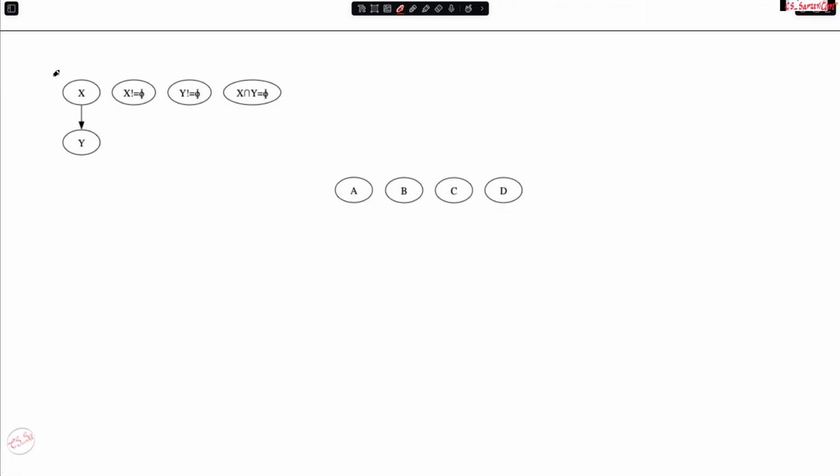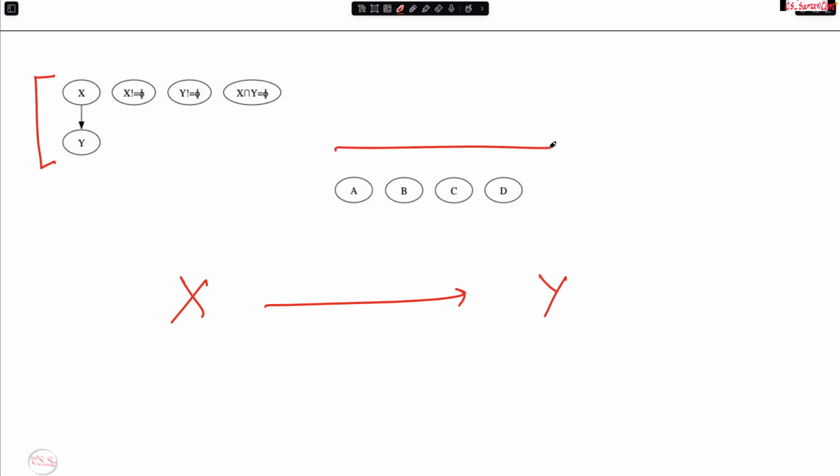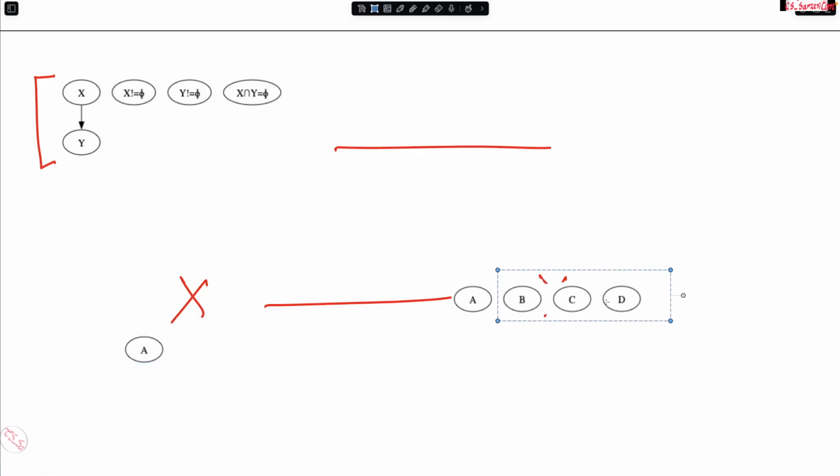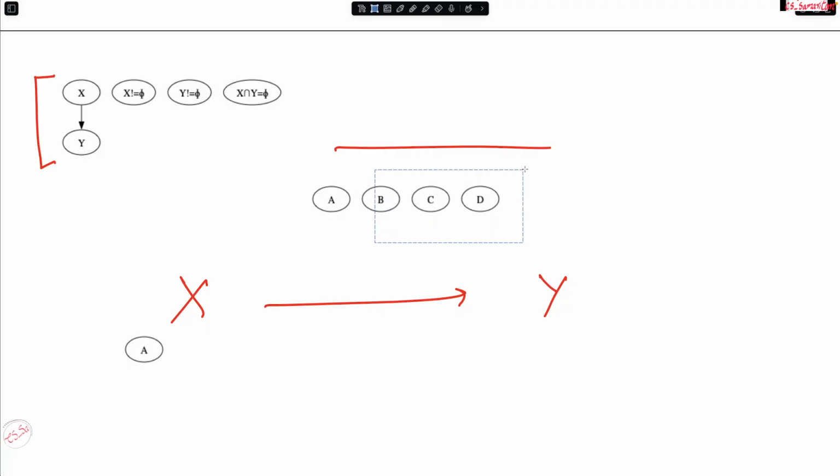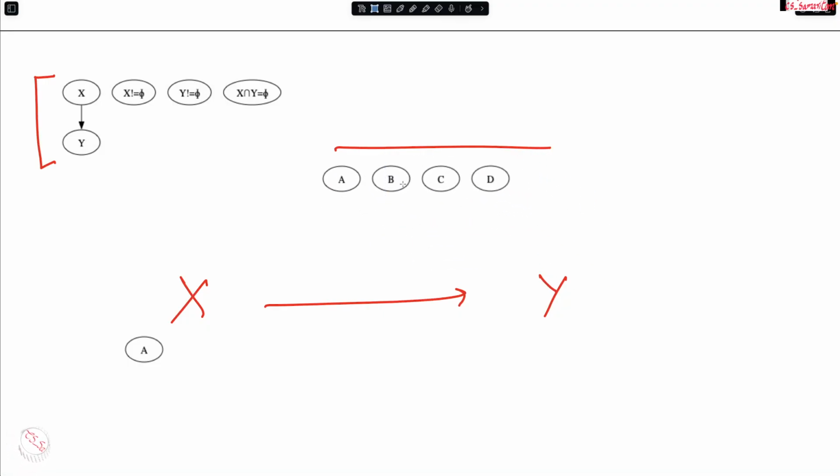So these are the conditions. This is the functional dependency from x to y, and these are the 4 attributes. Let's try to imagine how many ways I can take this. I can take 1 attribute on the left hand side and 3 attributes on the right hand side. Wait a minute, why did it not come there? Okay, no problems. So this is B, this is C, and this is D.